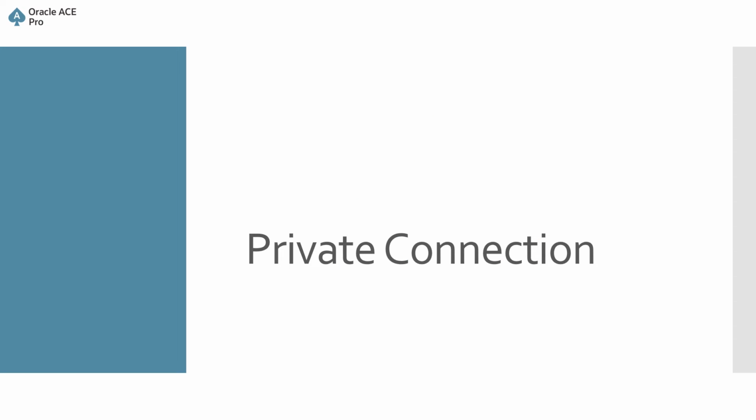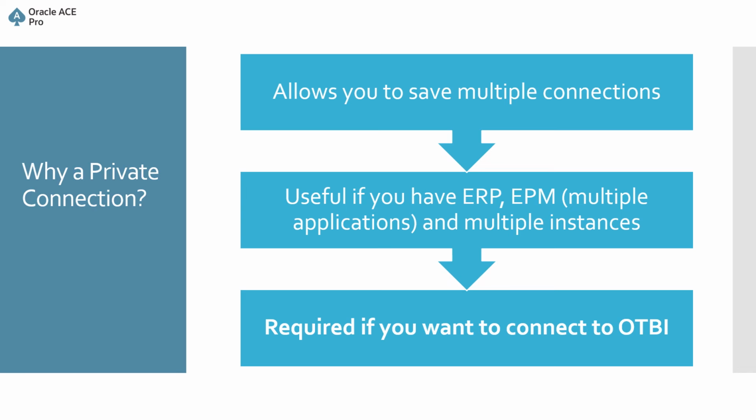So private connection, how do you do it? And what's the benefits? First thing is it does allow you to save multiple connections, and you can give it a meaningful name. So you can give it a name of prod. You don't just have to look in the URL. You can give it a name of dev. Why I like this is because if you are connecting to ERP and you're also connecting to EPM, you can discern where you are connecting from the private connection name.